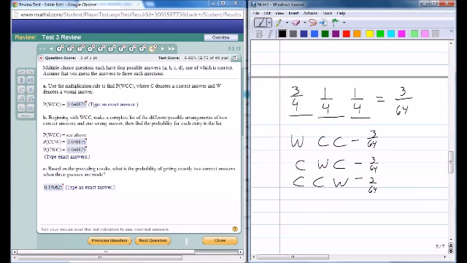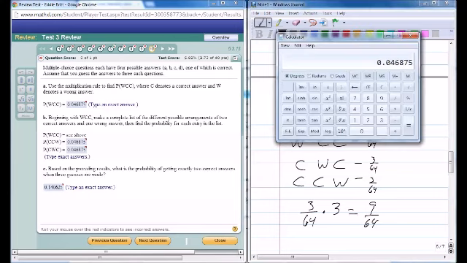Alright, so the key to this is, let's see, exactly 2 correct answers. There's 3 different ways to get exactly 2 correct. So since there's 3 different ways to get this probability, you have to take the probability and times it by 3. Alright, so 3 over 64 times 3. And that's 9 over 64. Let's see what that is as a decimal. And then type the exact answer. That's exactly what they want.